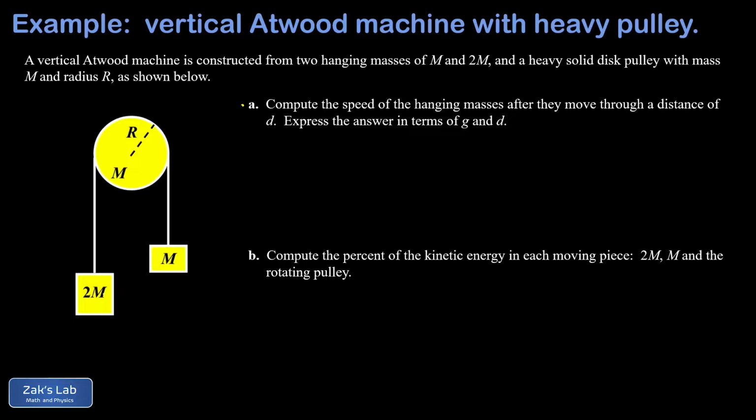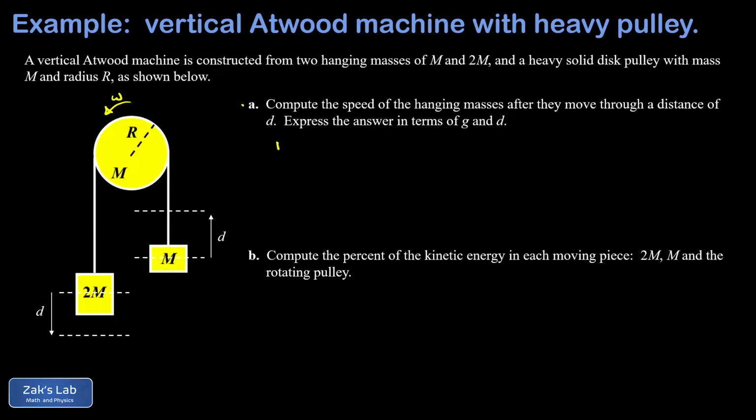So the heavier mass 2m is going to fall downward, the little m is going to be pulled upward by a distance of d. So we want the final speeds of those masses after they've evolved through a distance of d. And the new complication in this problem is that some of that kinetic energy goes into the rotation of the heavy disc pulley as well. So it's going to end this process at an angular speed of omega, while the hanging masses will end the process at a speed of v.